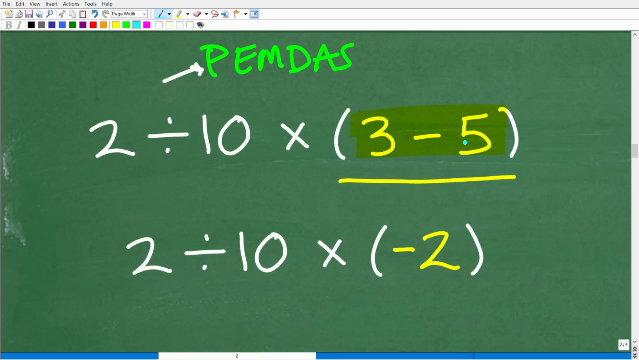A lot of people are going to get this wrong because they're going to be thinking in their brain, 5 minus 3 is 2. That is wrong. This is the difference of 5 and 3, not 3 and 5. 3 minus 5 is the same thing as 3 plus negative 5. This is negative 2. Now, some of you might be saying, "Oh, come on, Mr. YouTube Math Man, that was a trick problem.